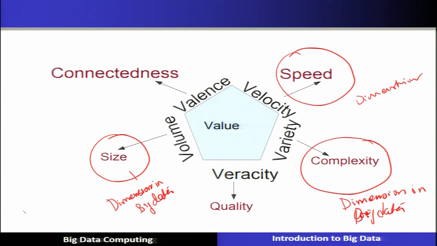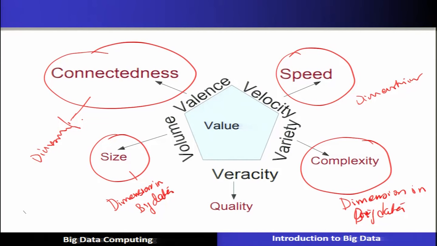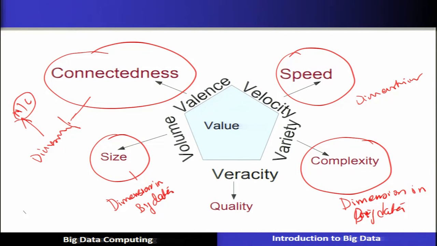Finally, valence is a term taken from chemistry. The more connected the data is, the higher the valence. So connectivity adds one more dimension to big data. Why is this connectedness important? Because if you design a machine learning algorithm and the data is less connected, the machine learning algorithm will work fine. But if the data is more connected, then those machine learning algorithms have to be taken in a new way or revisited, and a new machine learning algorithm is sometimes required.